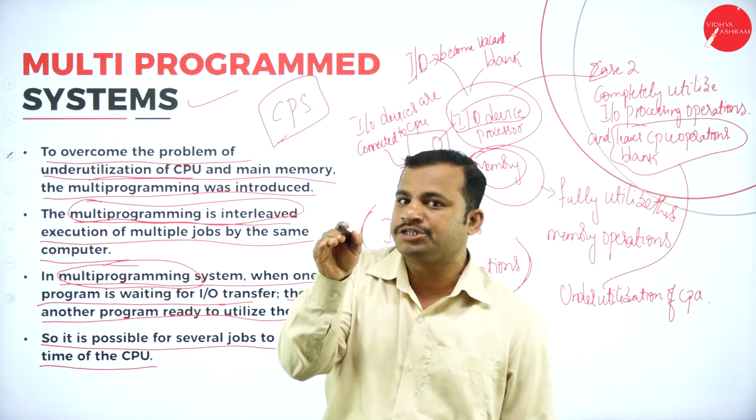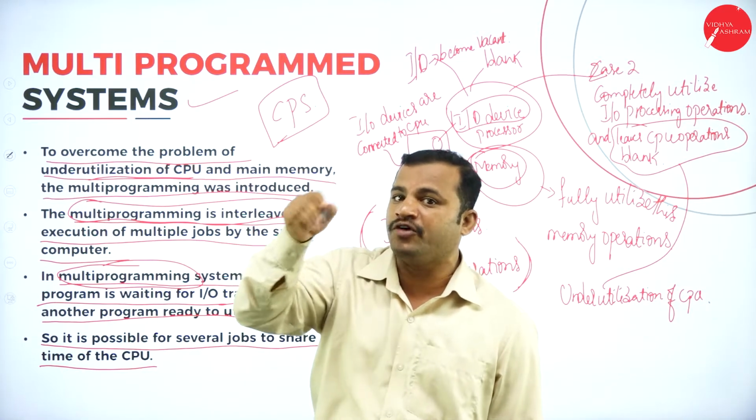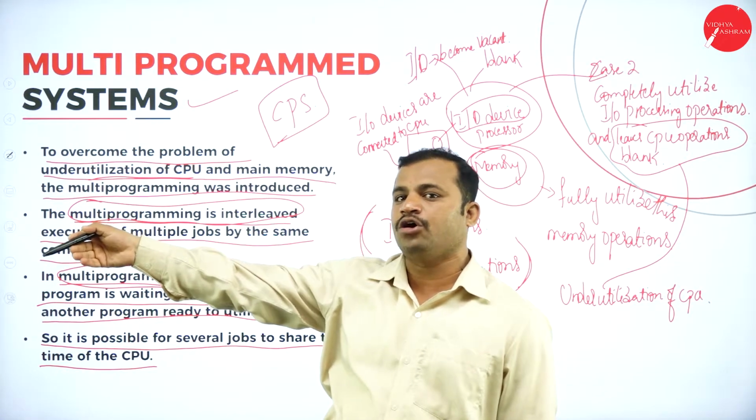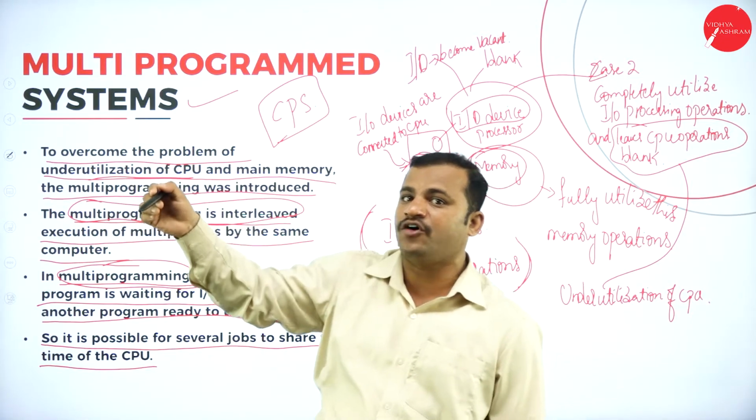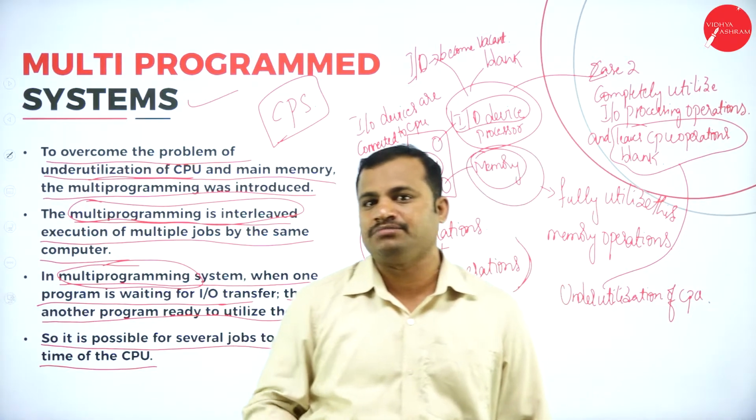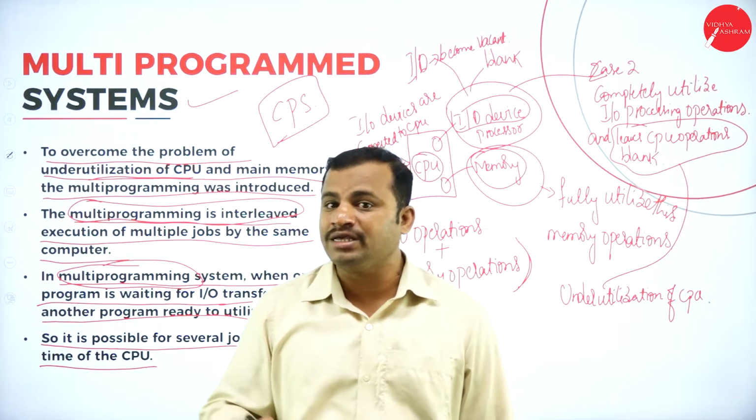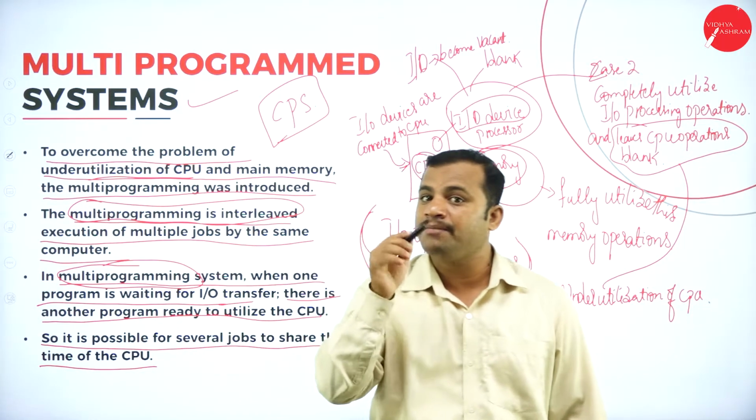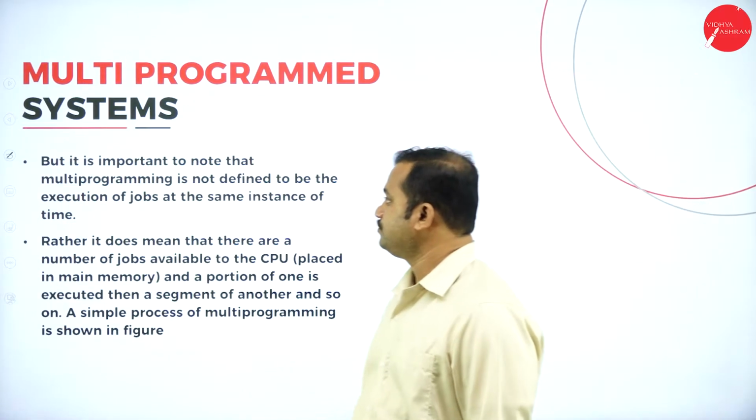Once the CPU operation is completed, if job 1 needs an I/O operation, let it make use of the I/O operation, and the second job which is waiting for the CPU can make use of it at the same time. So we are going to perform multiple programming operations, that is called a multi-programming environment. That is what I am going to convey now.